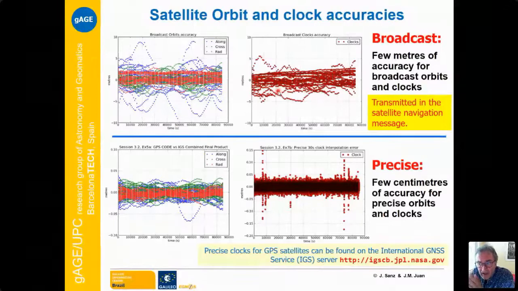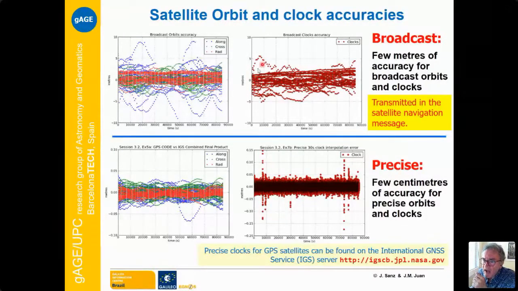As I commented before, as you know, we have atomic clocks on board of the satellite. But although being highly stable clocks, they are not perfect and they accumulate drift along time. Then the navigation message not only provides to the user information about the errors in orbit, about the satellite coordinates, but also about the clock offset.